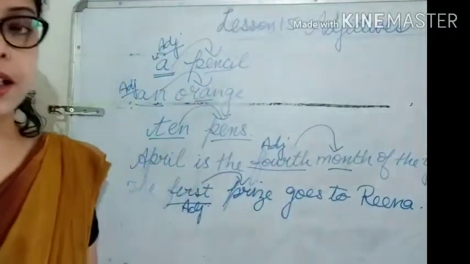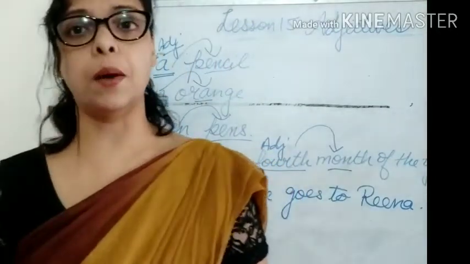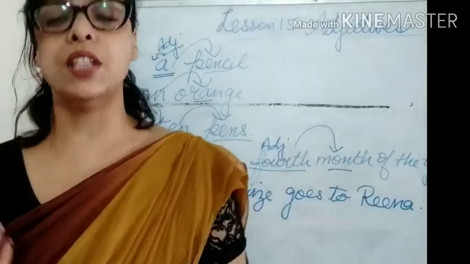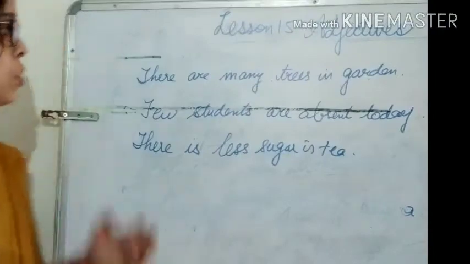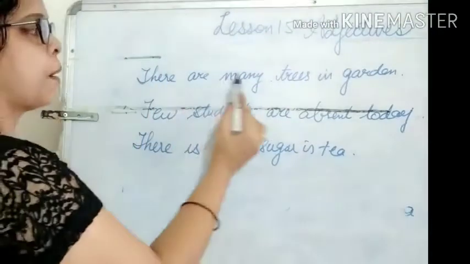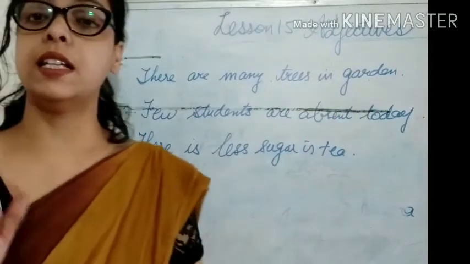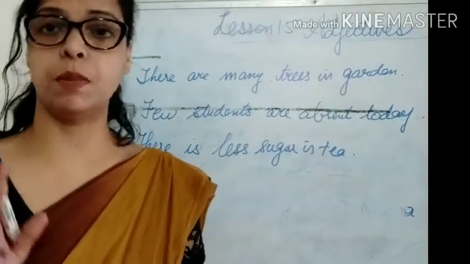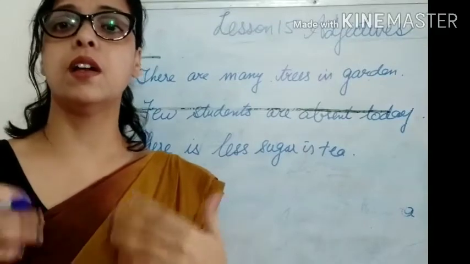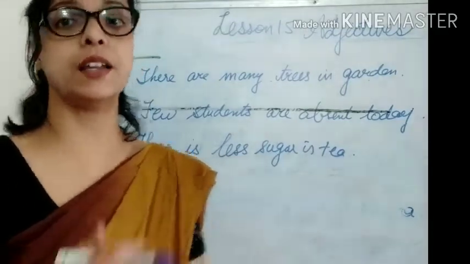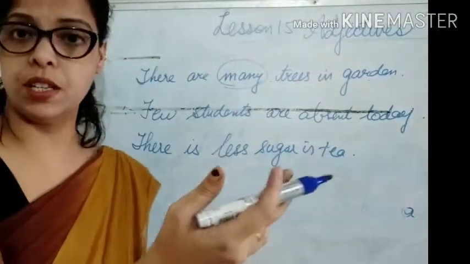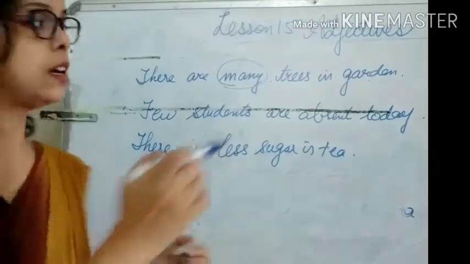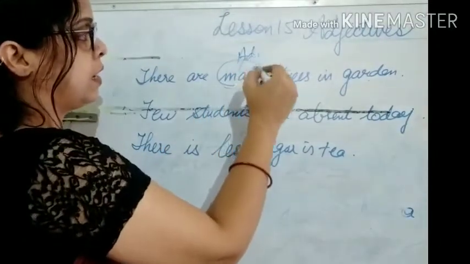And also children, sometimes we use some words which do not tell you the exact number, but still they give you an idea about how much or how many things there can be. For example, there are many trees in the garden. It does not tell you the exact number of trees, but still it gives you an idea that there are many trees in the garden. So this word many tells you more about trees, that there are a lot of trees in the garden. So this is also used as an adjective.